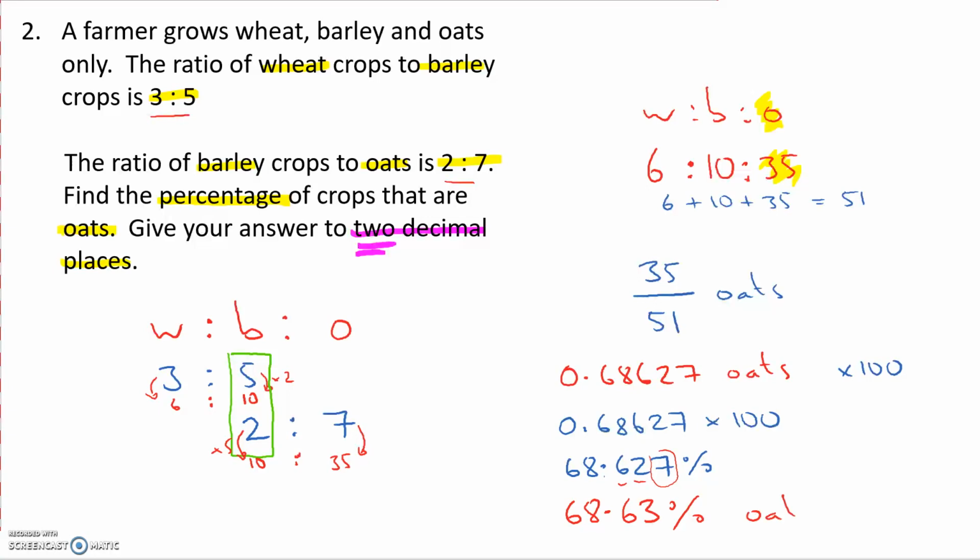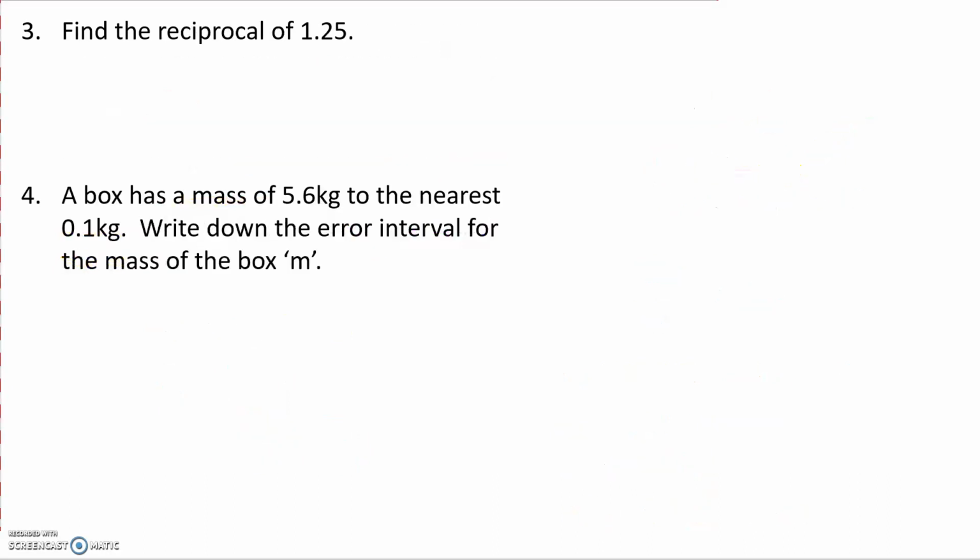68.63% oats. Does that answer make sense? Yeah, I think so, because we had 35 parts out of, that's by far the biggest part, 35 out of 51, it's definitely over 50%, so around 2/3, sounds sensible. 68.63% oats. Done. Okay, number 3, find the reciprocal of 1.25.